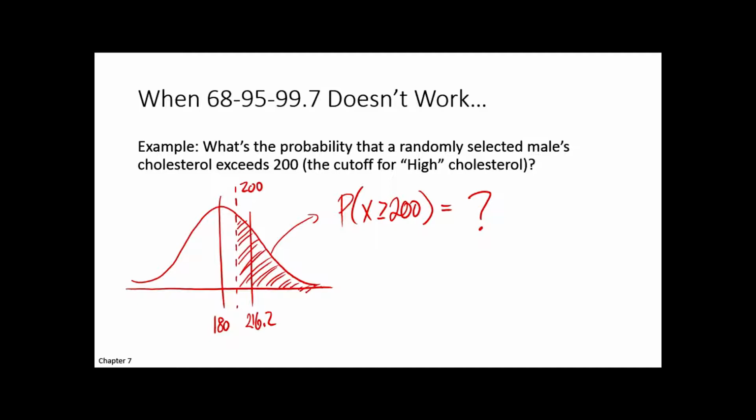Could we guess it? Could we at least bound it? Could we at least have like a boundary on it? It has to be between this and this. Is it going to be more than 16% or less than 16%? More, right? Because the probability of being above 216.2 was 16%, and this is obviously more than that because there's more. Is it going to be more than 50% or less than 50%? Less, because above the mean is 50%, and this is less than above the mean, right?